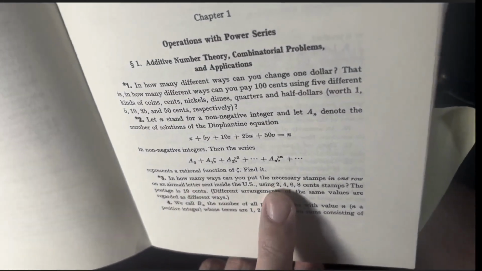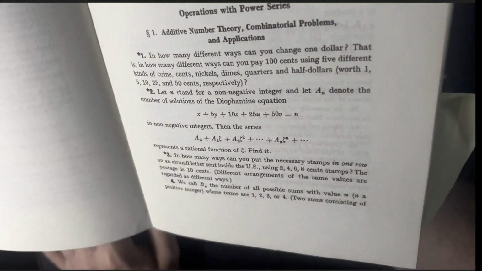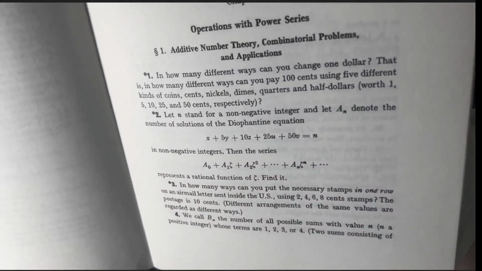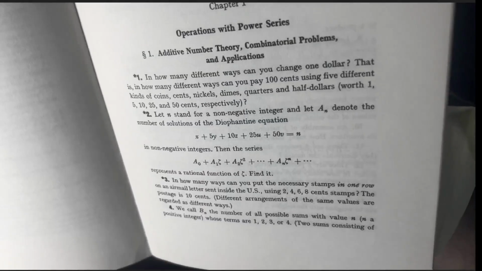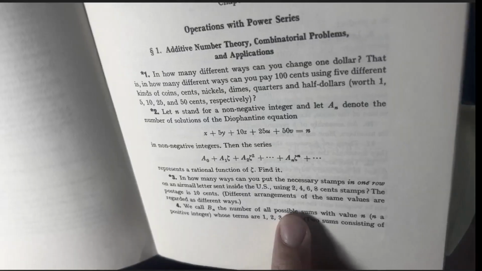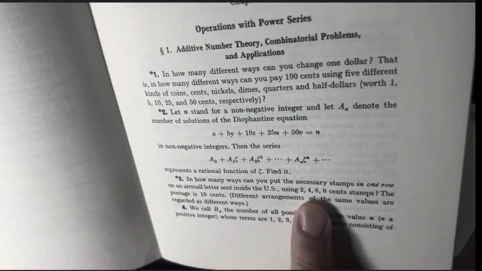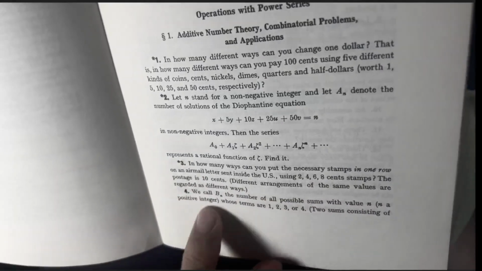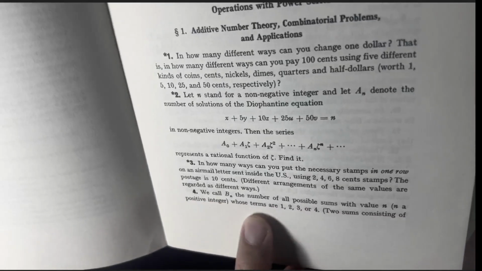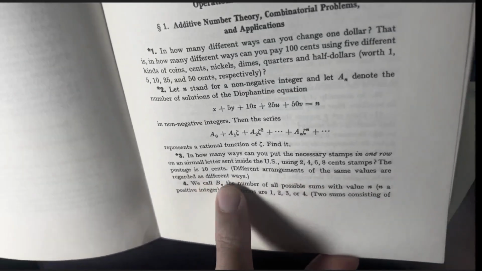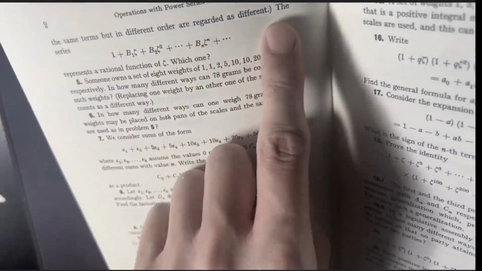So one that's not different is if you had 5 stamps, like 2, 2, 2, 2, 2. So it's a similar question to partitions of a number. Or you could have 2, 4, 4, or you could have 2, 2, 2, 4, right? Or 4, 2, 2, 2. Those are different. So what are the number of possible sums whose terms are these? Different arrangements of the same value are regarded as different, right? Two sums consisting of the same terms in a different order are regarded as different.